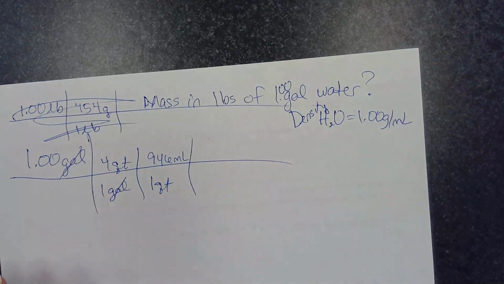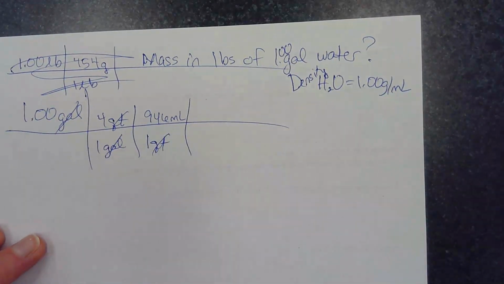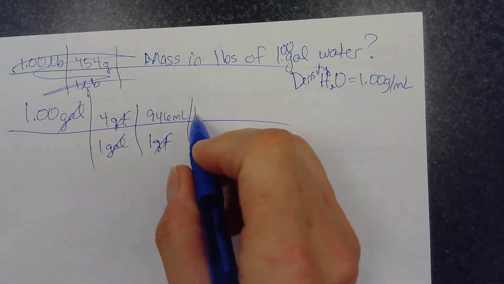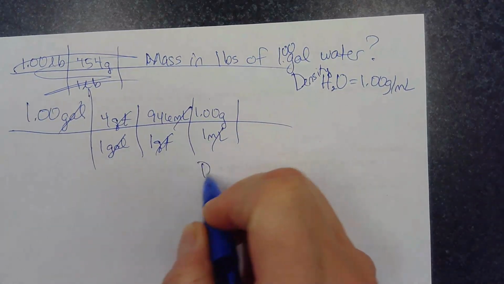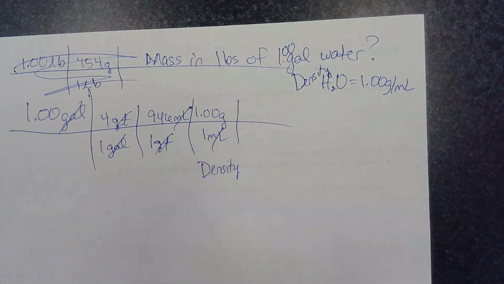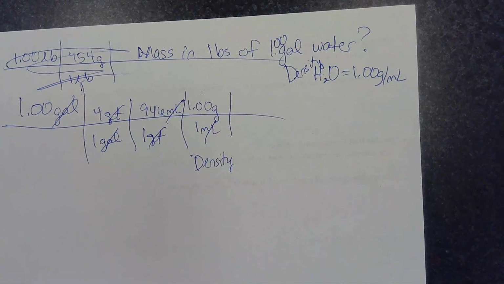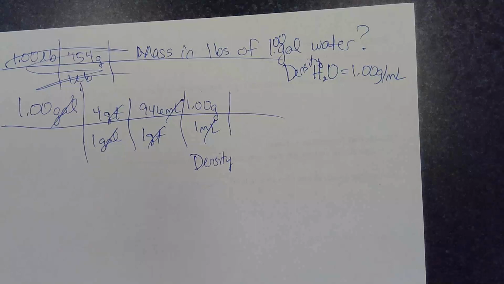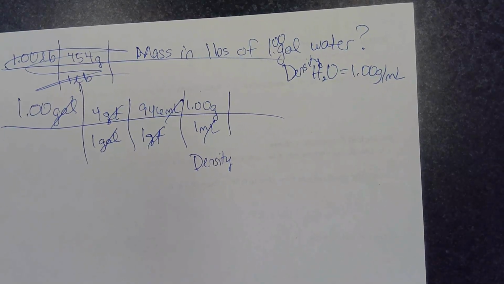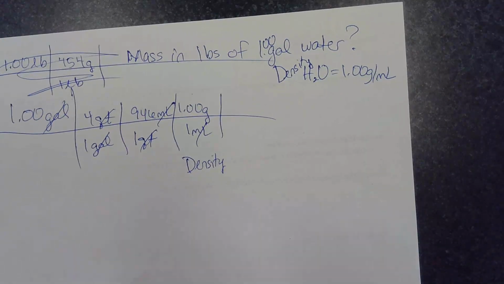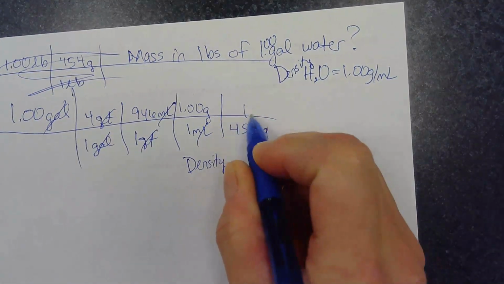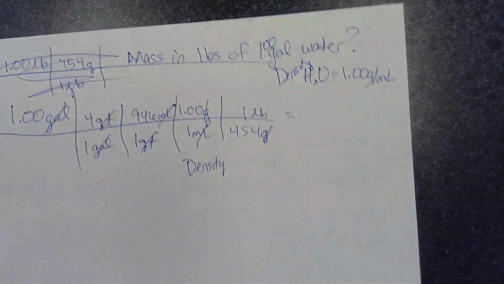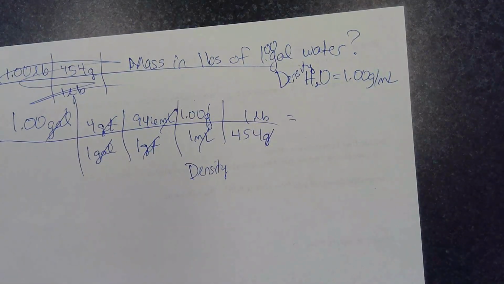Once you're in milliliters, what are you ready for? Grams per milliliter, density. That's the magic step that gets us from mass to volume, volume to mass. And so you are able to use density. That's the cool step right there. Once you're in grams, what do you go to? What are you trying to find? Pounds. How many grams in a pound? What is it again? 454 grams in 1 pound. So then run your numbers.